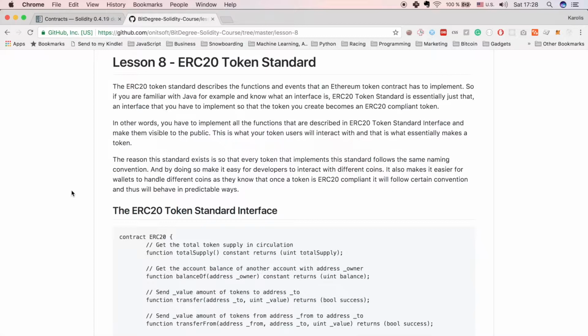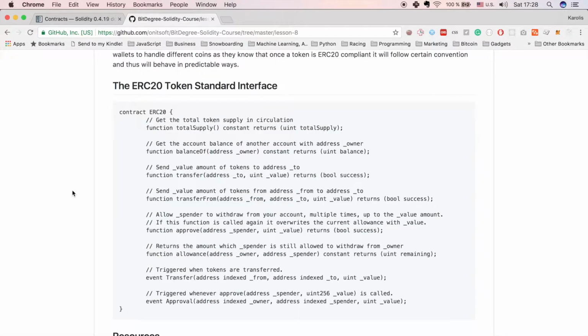It also makes it easier for wallets to handle different coins, as they know that once a token is ERC20 compliant, it will follow certain conventions and thus will behave in predictable ways. Now let's have a look at the ERC20 token standard interface and the functions and events that need to be implemented so that the token becomes ERC20 compliant.